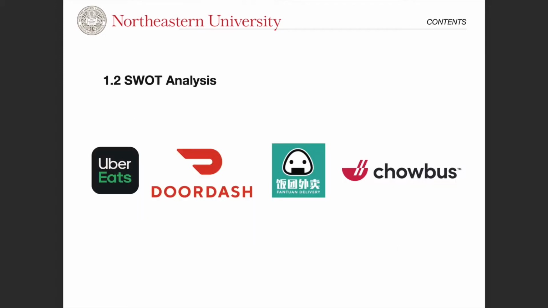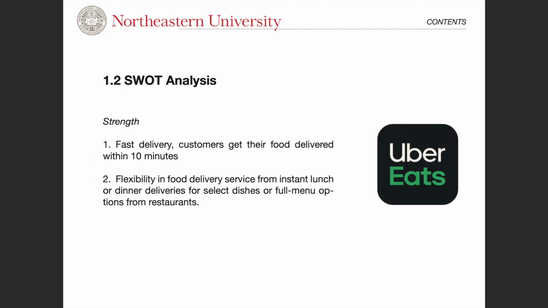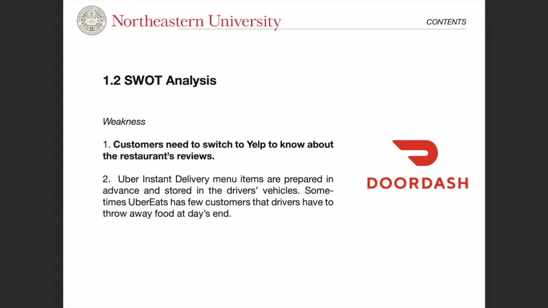Before we started our project, we did some analysis and research on the SWOT of those popular food delivery applications. They have some strengths like fast delivery and flexibility in food delivery service, from instant lunch or dinner deliveries for select dishes. However, customers need to switch to Yelp to know about restaurants' reviews. Like Uber instant delivery, menu items are prepared in advance and stored in the drivers' vehicles. That is to say, sometimes Uber Eats has so few customers that drivers have to throw away food at day's end.